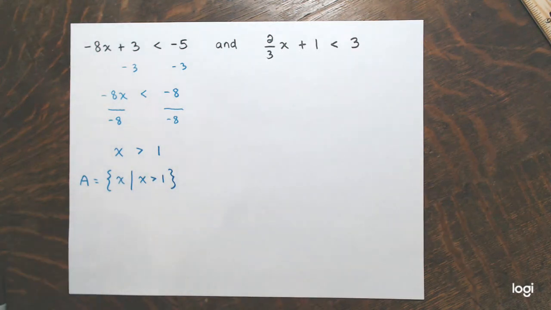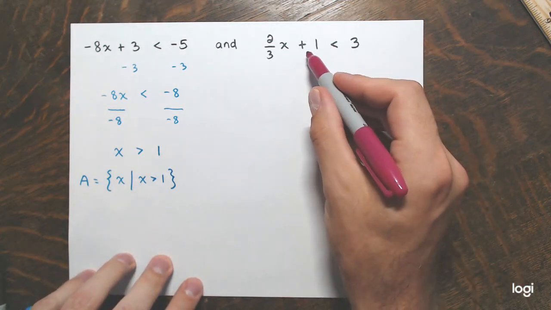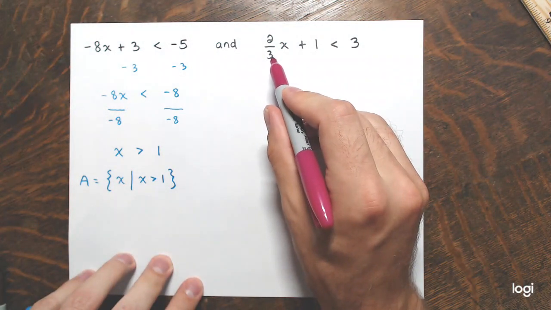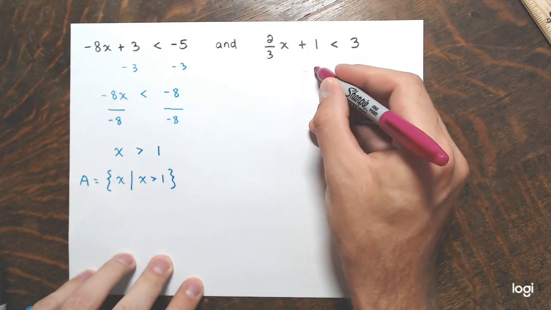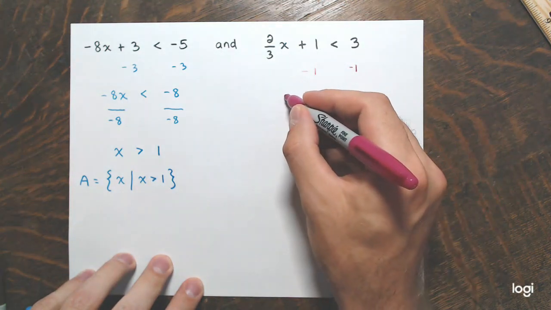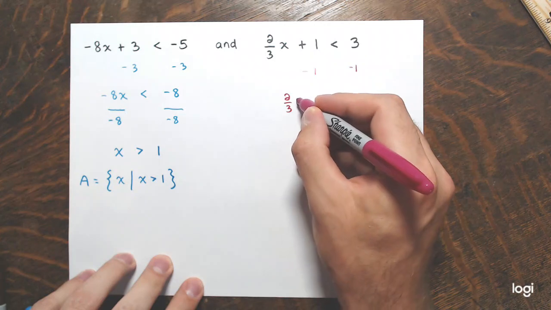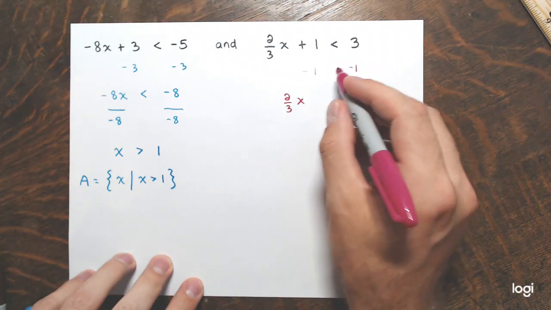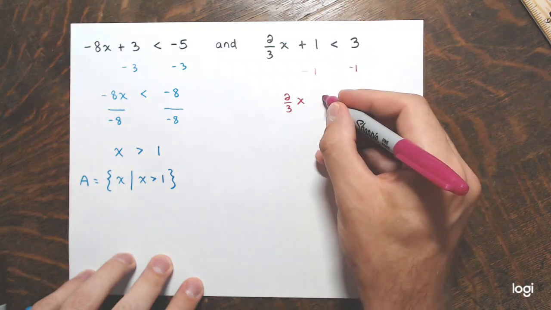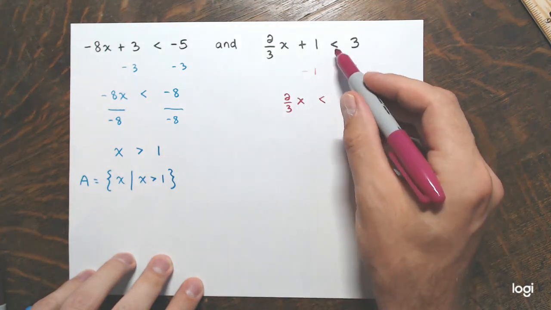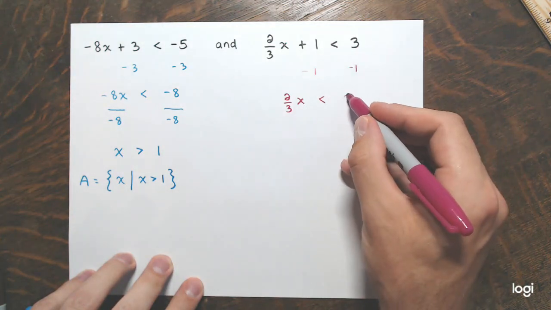Great. All right, then the other inequality, I'll again do in a different color. Now you could get rid of the fraction denominator here by multiplying everything by 3. I'll just leave it this way for now. I'm going to subtract 1 from both sides. We get 2/3 times x, and then I only subtracted. Adding and subtracting doesn't change the inequality symbol, doesn't change the direction. So still is less than, and then 3 minus 1 is 2.